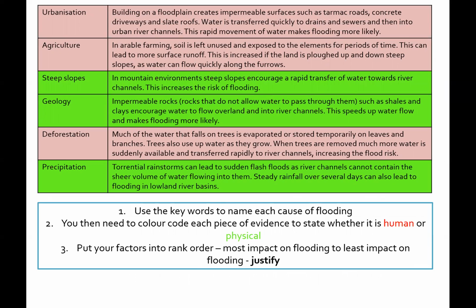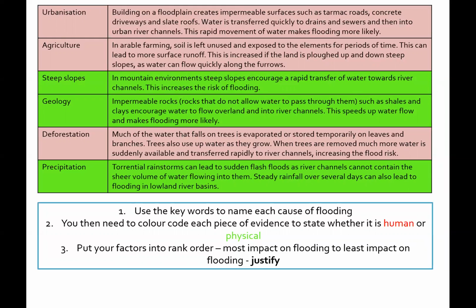Steep slopes, well, that's completely natural. The land is shaped naturally. It just means if you've got steep slopes, mountains, water doesn't infiltrate, it actually flows across the surface. It doesn't soak in. It's easier to flow across the surface. So it means water moves more quickly. As a result, it increases the risk of flooding.